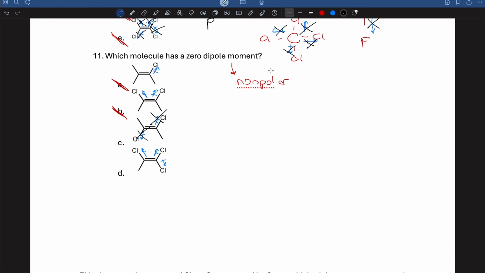So I think it might be C, but let's check D just to make sure. In D, notice that again, like in the previous problems, these bonds do cancel each other out, but there's no bond in the opposite bottom left corner to cancel out this chlorine, right? And so this structure should still be overall polar. So the answer is C.